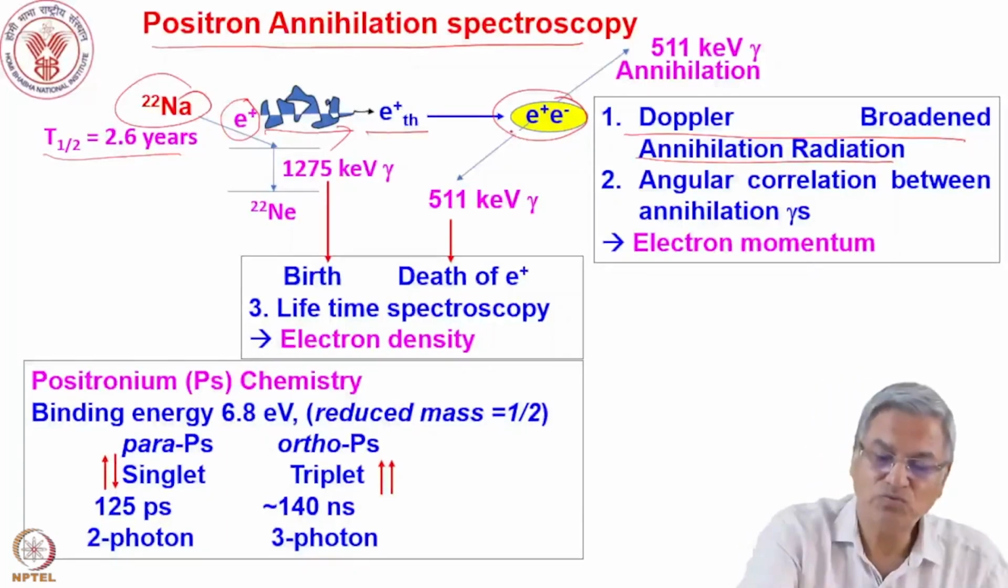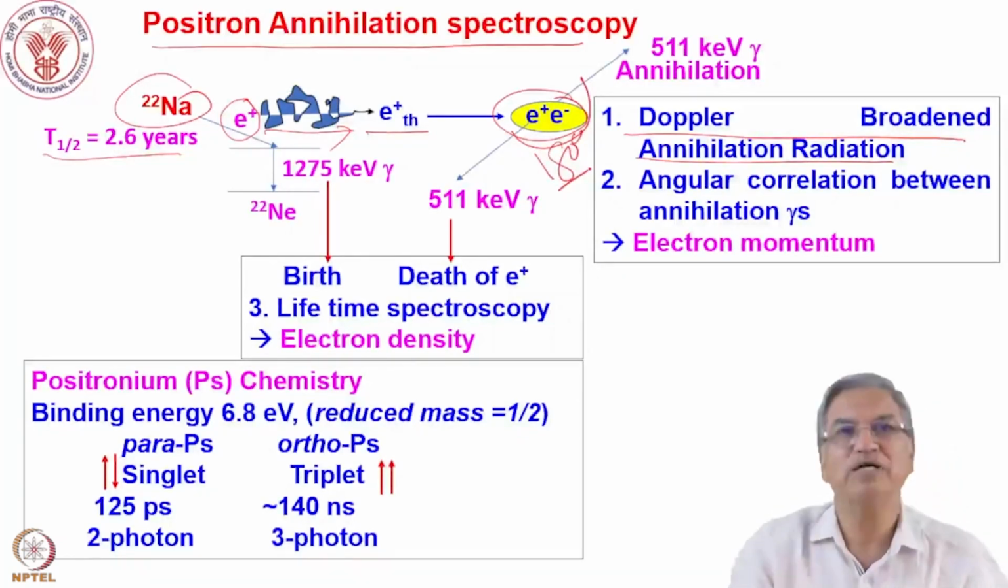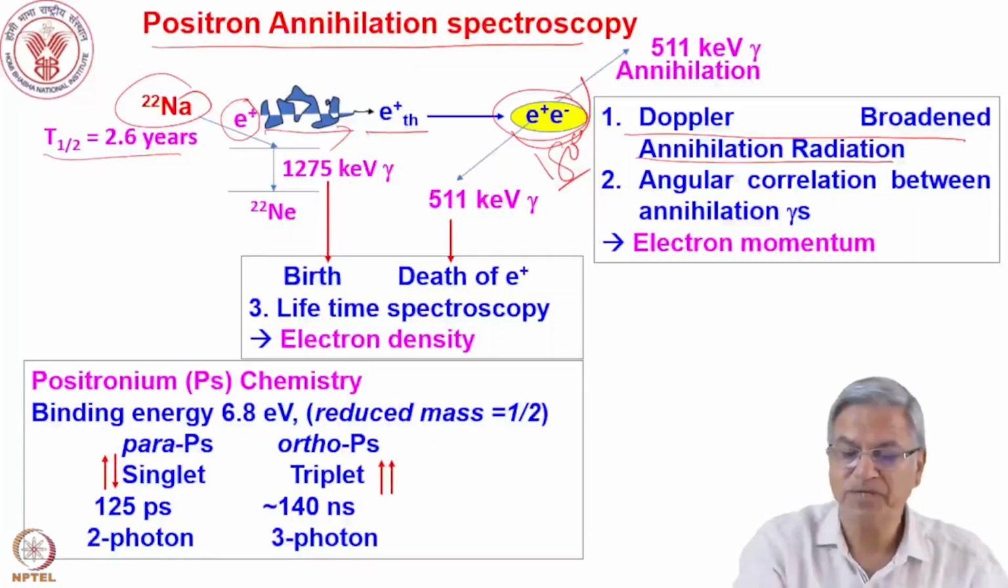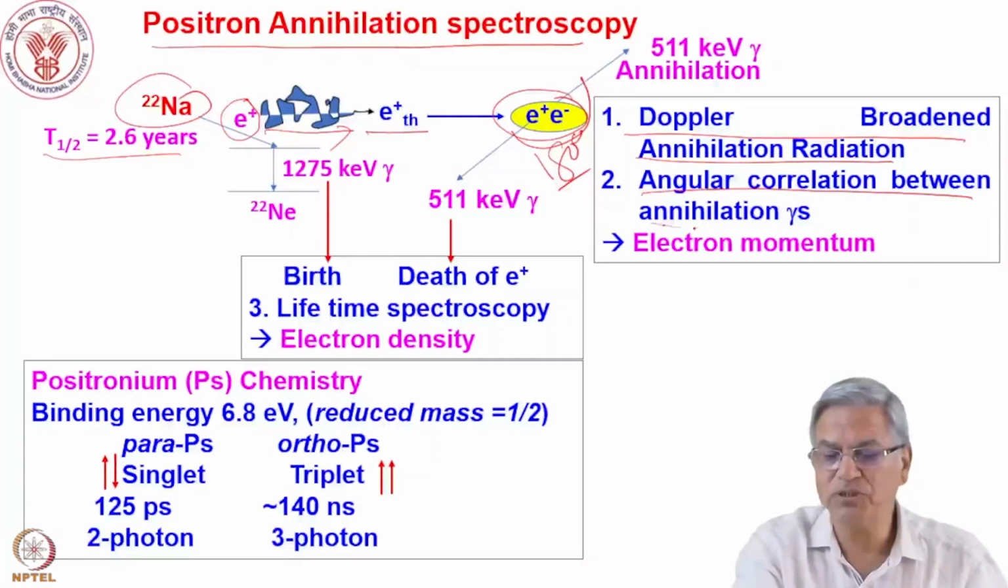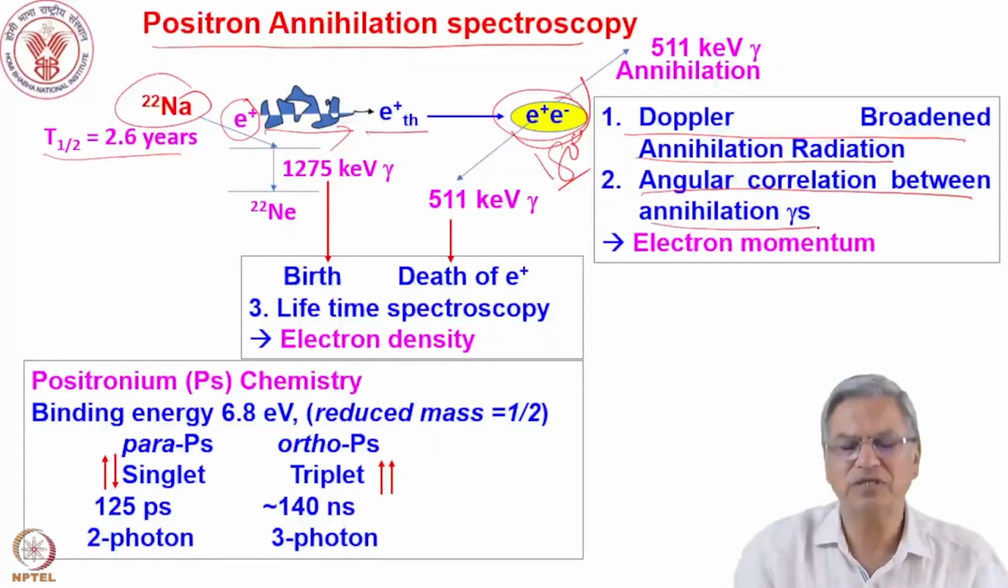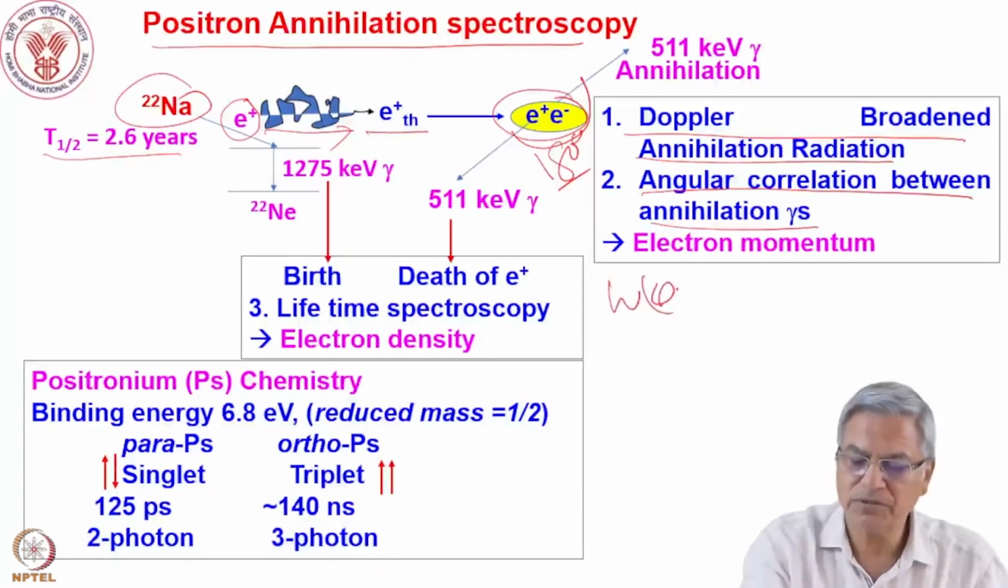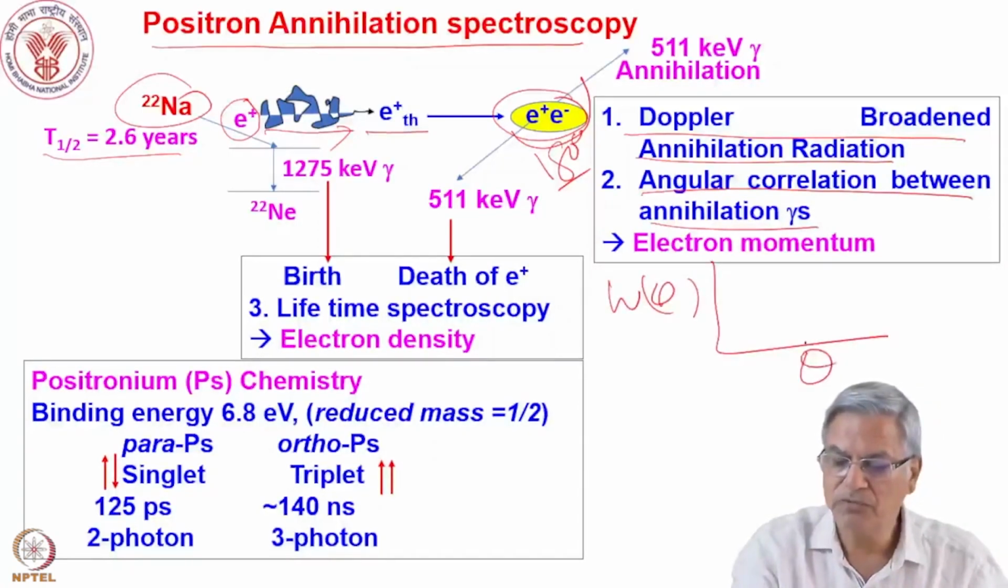Secondly, these two 511 keV gammas are at a 180 degree angle because of the same process, that is, the conservation of linear momentum. And so the angular correlation between these two gamma rays, that means if you measure the coincidence counts as a function of theta, W(theta) versus theta, then we should get a line at 180 degrees.